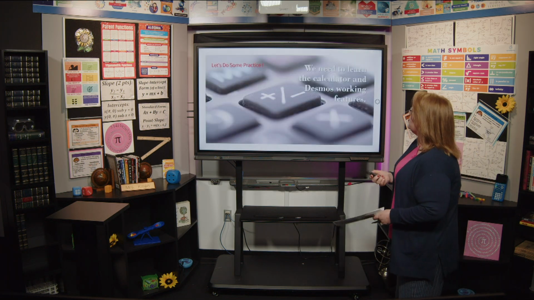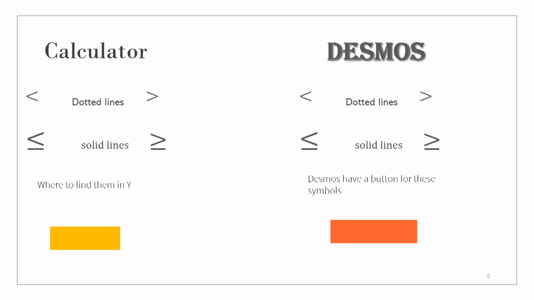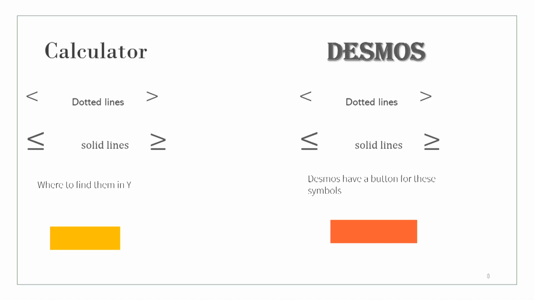Okay, so let's look at the next one. It says, let's do some practice. We need to learn the calculator and Desmos working features. All right, so everybody pull up your calculator. We're going to see how we put in our dotted lines, which is our less than or greater than symbols. We're going to see how we put in those solid lines, which is less than or equal to, greater than or equal to, and where we find those specific inequality symbols on my calculator.